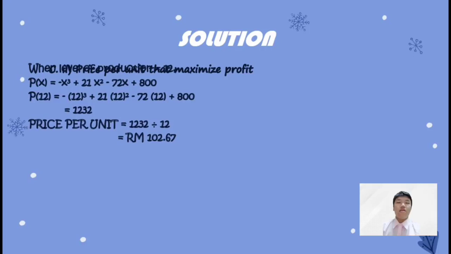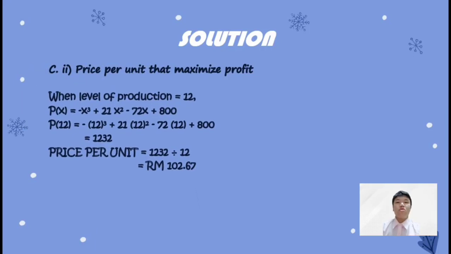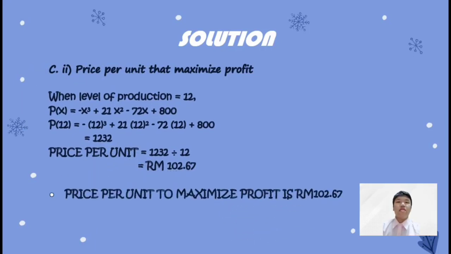The last question is the price per unit that maximizes profit. So we use the level of production, which is 12, and insert it into the profit function. Then we get the price per unit to maximize profit, which is 102.67 cents.